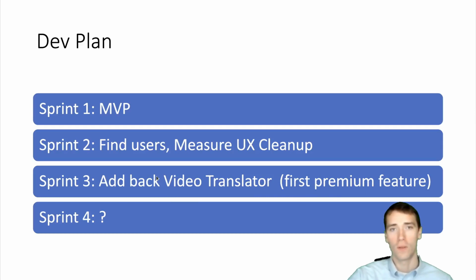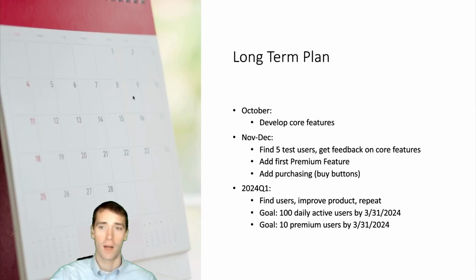So the video translator is currently broken. It's one of the old ones from an earlier version of Boom, and it's pretty cool, but there's some work required to get it into the current app and working. And then after that, sprint 4, I'm not sure, but we'll figure it out as we go.